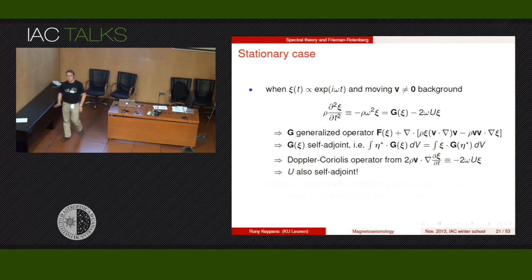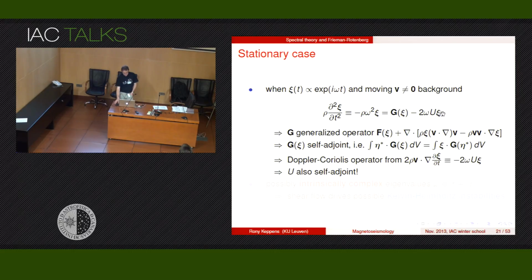All of that was static, no flow in the configuration. So what happens in the stationary case? In the static case, I had omega squared psi is the force operator. Well, I still have a generalized force operator, but now I have to take into account all this mess due to shear flow, and the fact that there is a Doppler shift, okay?